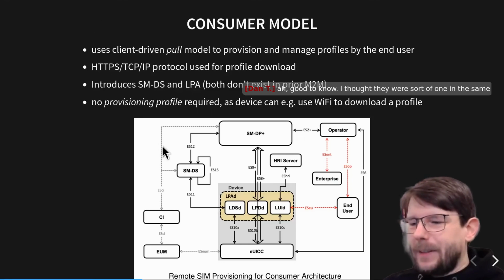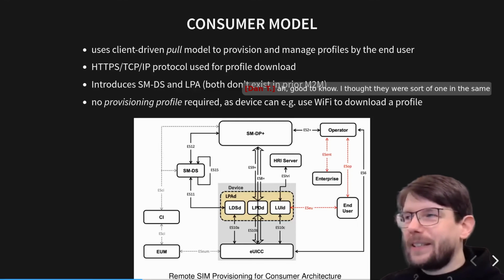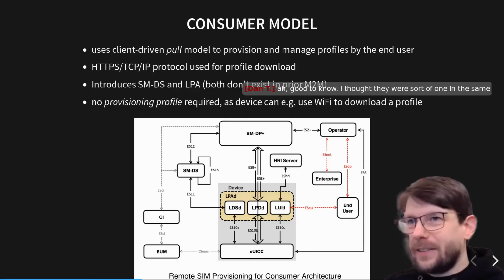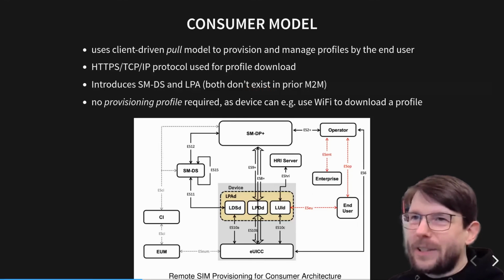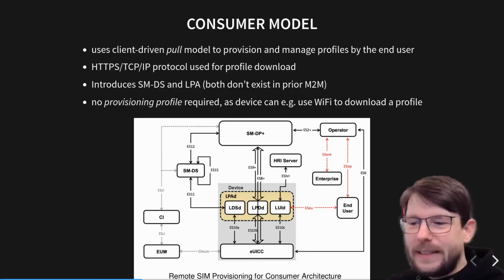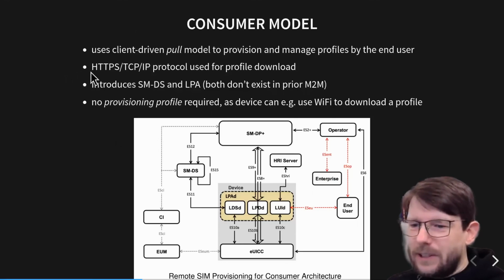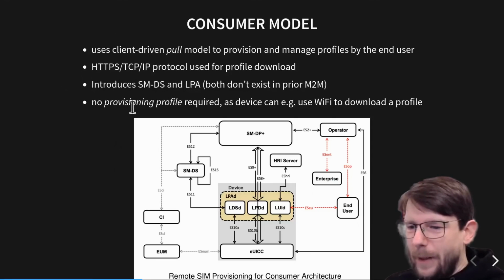In this case, basically the user of the smartphone is the one who decides which profile should be installed and which should be activated and deactivated and so on. So the controller of what is to be done is the human user in front of the smartphone. And that's what this consumer model is trying to represent. The actual download of the profile happens over HTTPS, over TCP/IP, and it has some additional elements that don't exist in the machine-to-machine eSIM model. There are just some differences we don't need to look at.